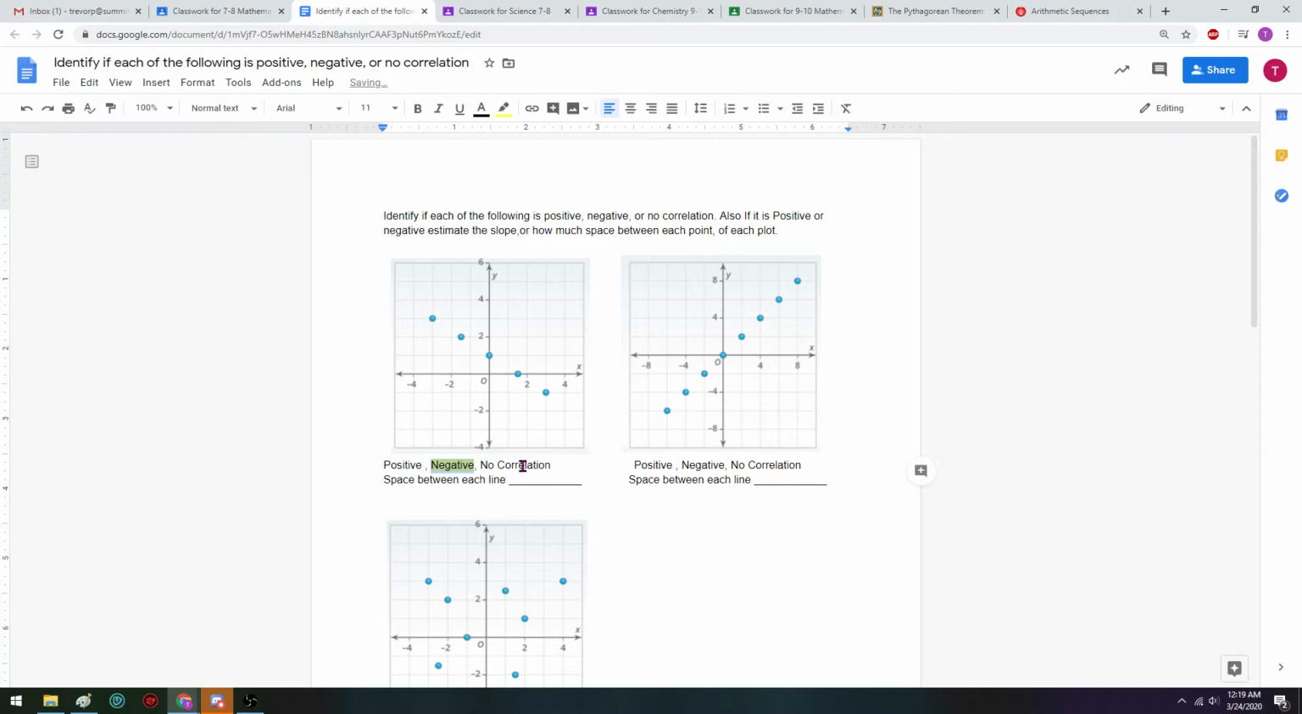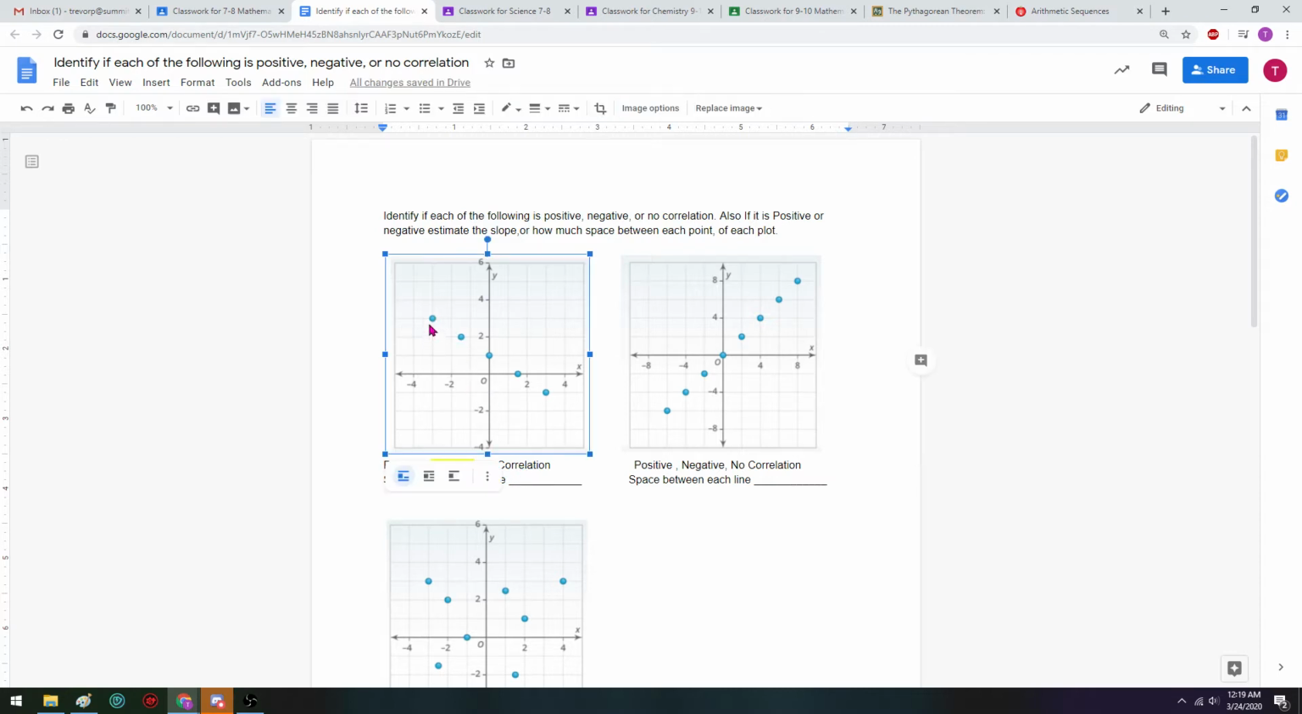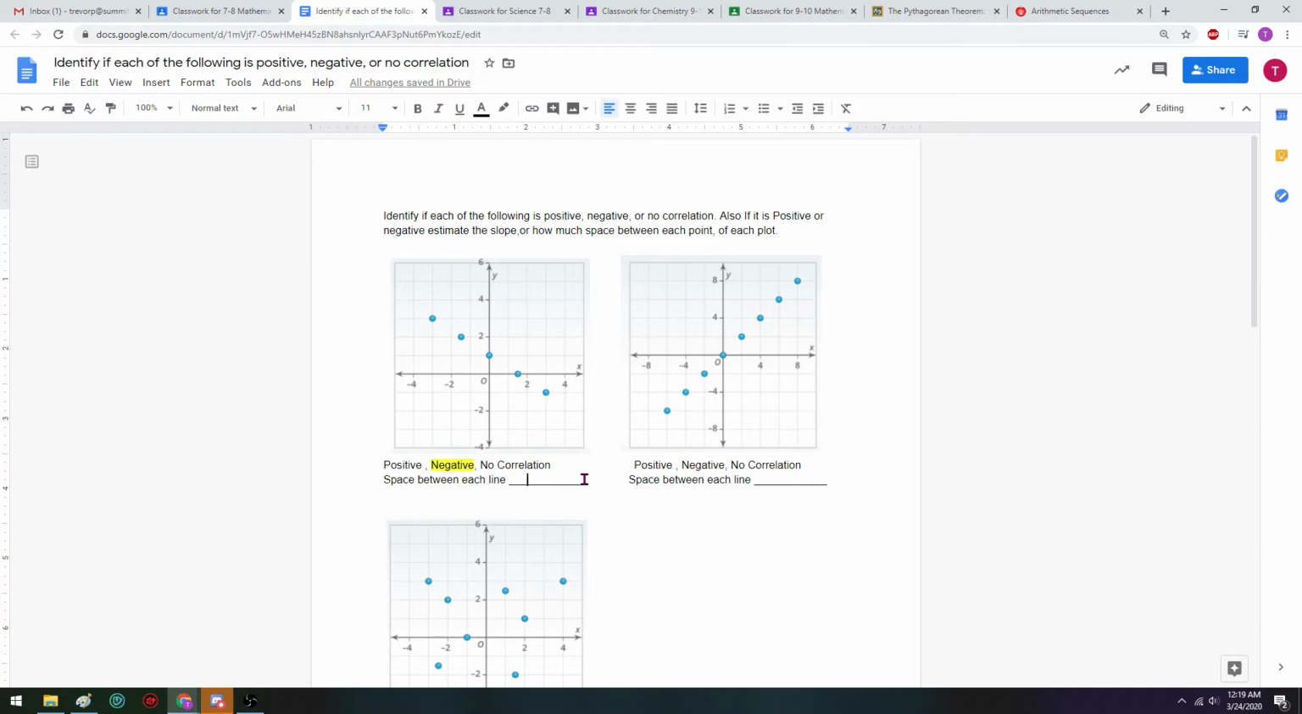And how many spaces between the dots? Well, we know it goes down by about 1 each time. So from 3 to 2, 2 to 1, 1 to 0, and 0 to -1. So we know that it has a spacing of 1.